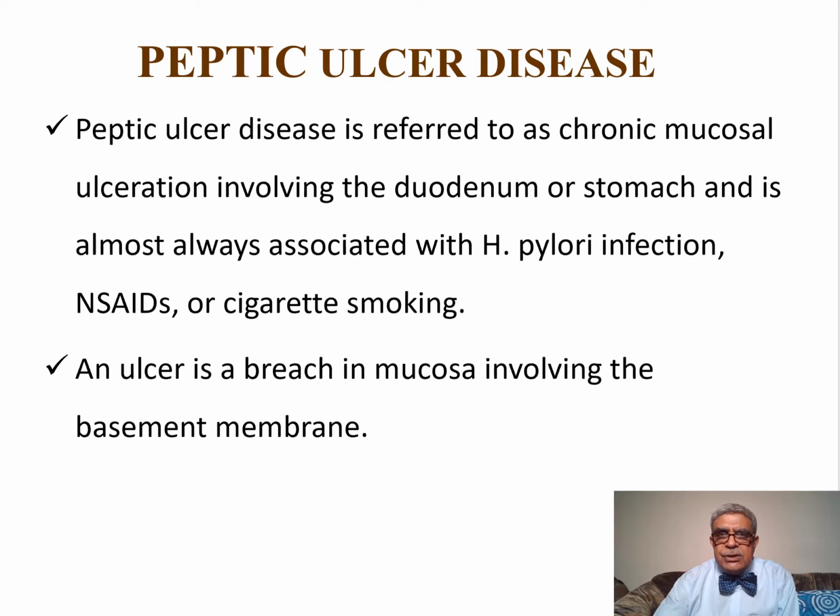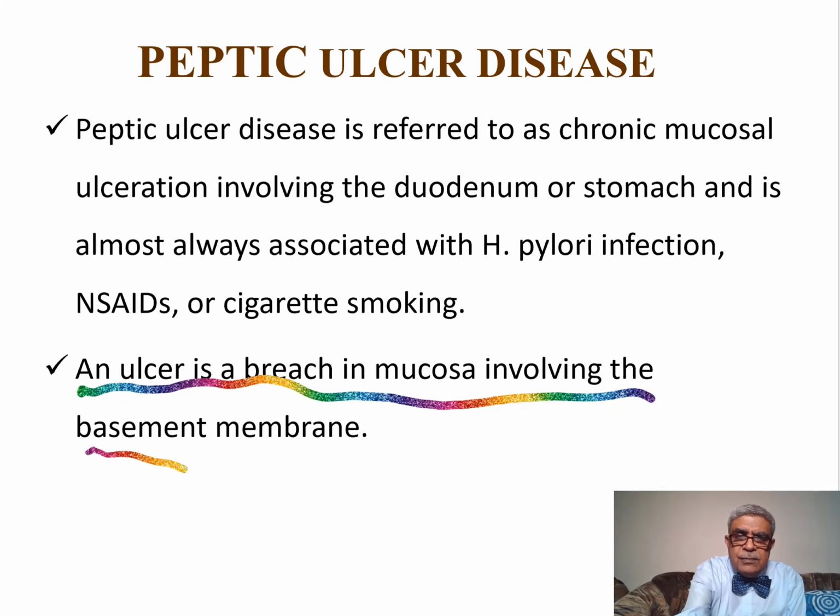So I repeat this definition once again: peptic ulcer disease is referred to as chronic mucosal ulceration involving the duodenum or stomach and is almost always associated with H. pylori infection or cigarette smoking or intake of non-steroidal anti-inflammatory drugs. Now if you want to define ulcer, ulcer is a breach in the mucosa involving the basement membrane.